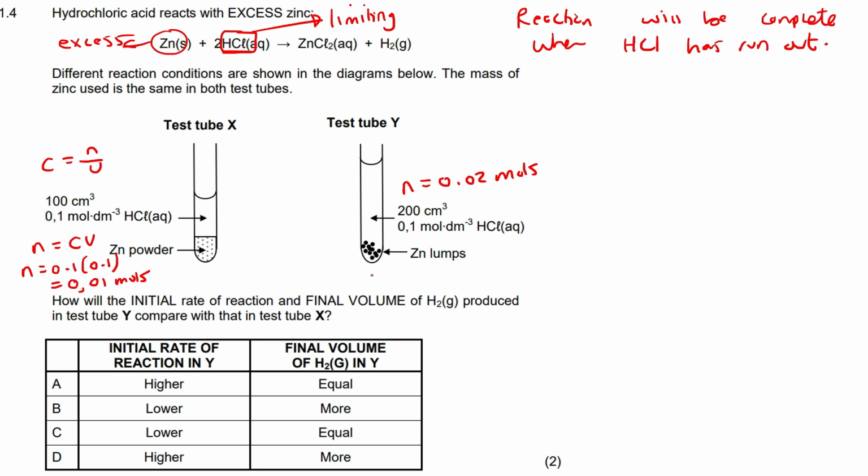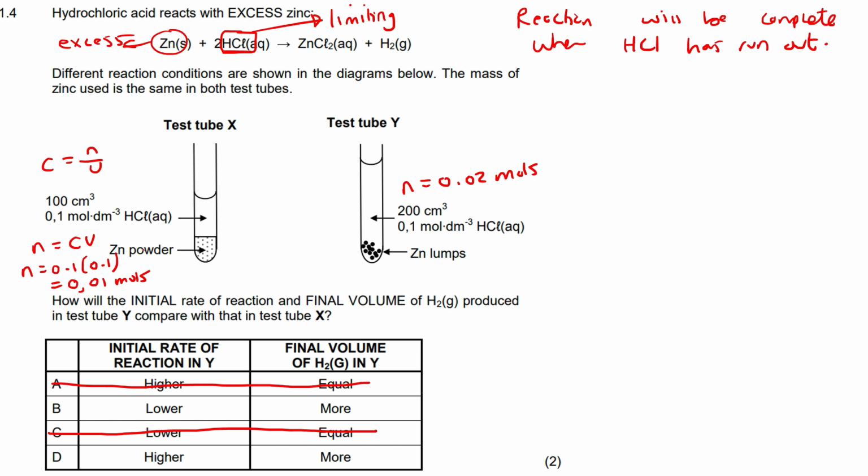So how will it be produced in test tube Y? In test tube Y, we're definitely going to produce more hydrogen gas. And so we cannot choose C and we cannot choose A as our answer, because we want the hydrogen gas to be more. Now, because we're using lumps versus a powder, you have to think about what that looks like and how that will affect the reaction rate.